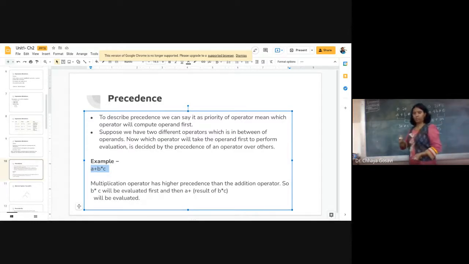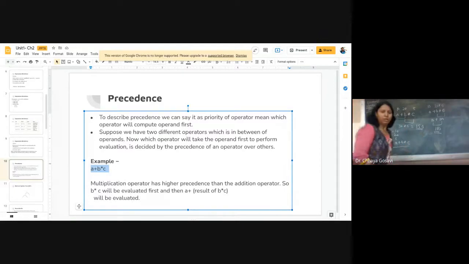We have same expression A plus B star C. Value of A is equal to 10, B is equal to 20 and C is equal to 5 and we want X is equal to A plus B star C. So which is the correct answer? 150 or 110?